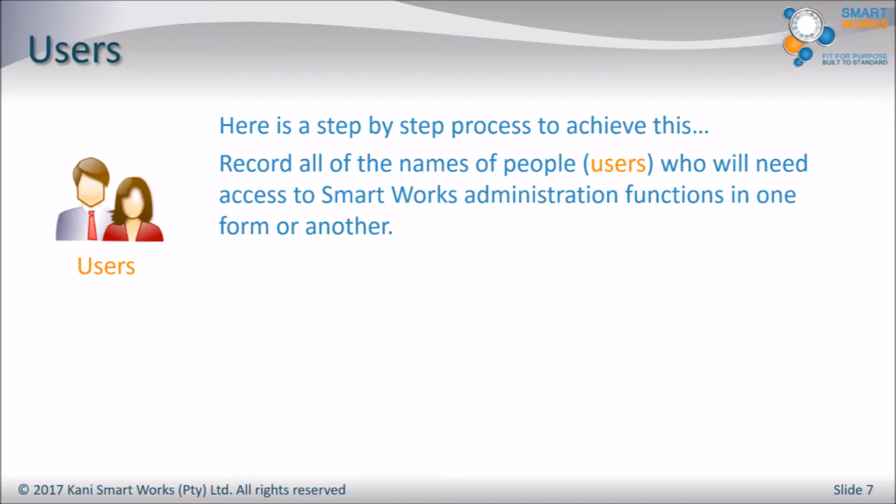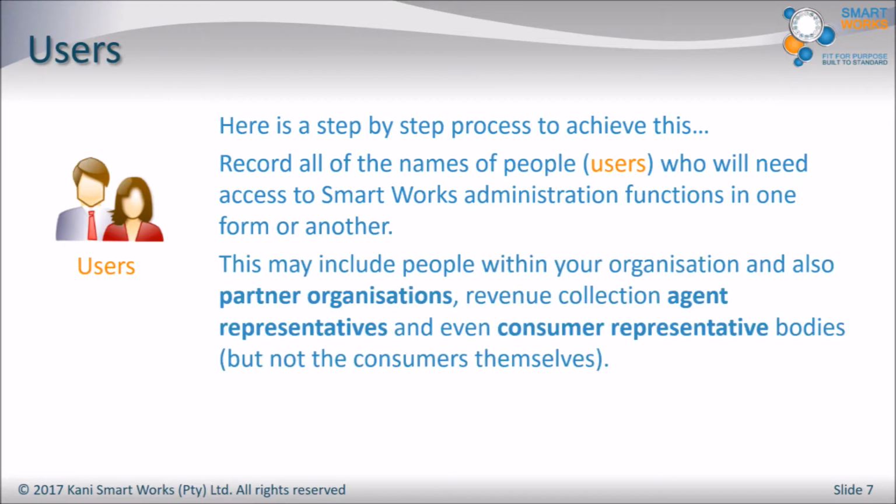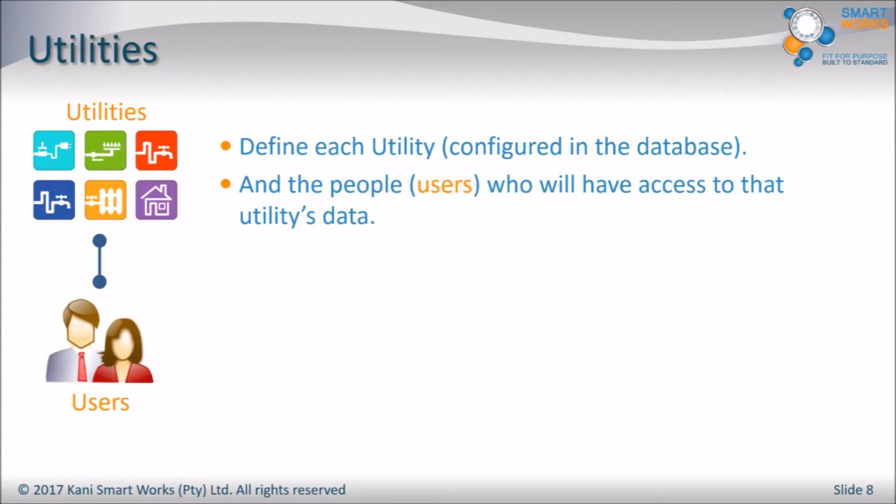Record all of the names of people, that's users, who will need access to the SmartWorks administration functions in one form or another. This may include people within your organization and partner organizations, revenue collection agent representatives, and even consumer representative bodies, but not the consumers themselves. Consider also the types of utilities that will be configured on a given site, and the people or users who will have access to that utility's data. The utility information is configured in the database.